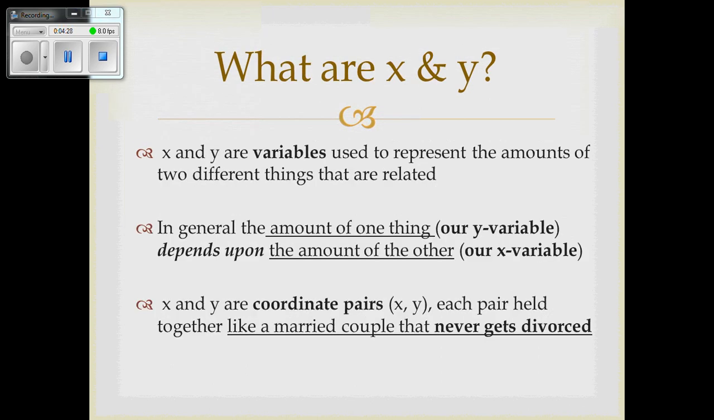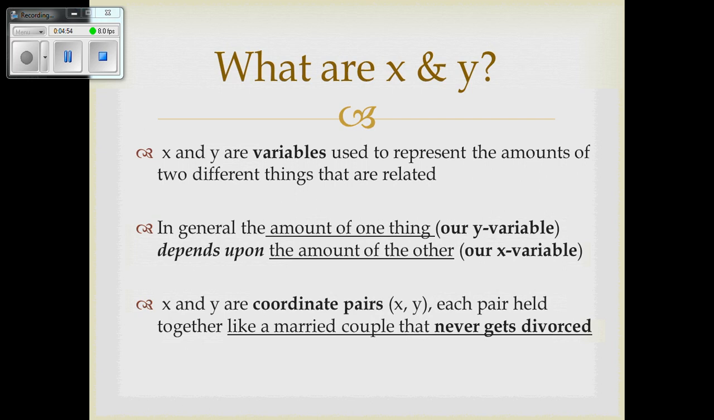What are x and y? x and y are variables used to represent the amounts of two different things that are related. In general, the amount of one thing, which is going to be our y variable, depends upon the amount of the other thing, which will be our x variable.